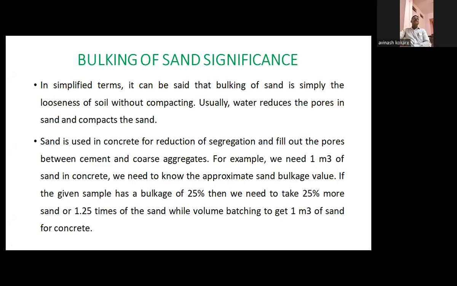Then there are some significances of the bulking of sand. We can say the bulking of sand is simply looseness of the soil without compacting. Usually water reduces the pores in the sand and compacts the sand.